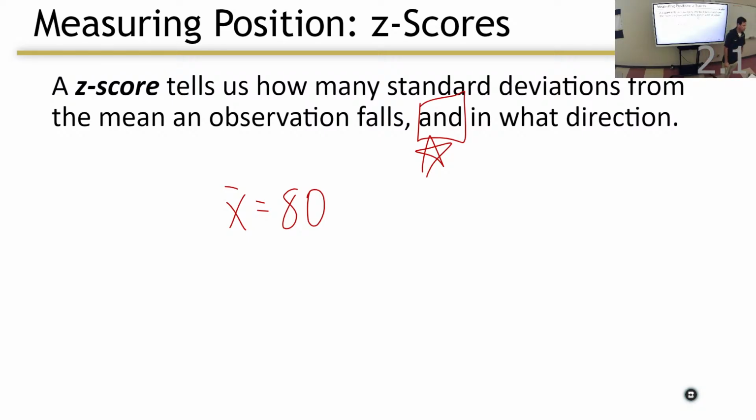X bar equals 80. That must mean that the average is 80. Good enough? Standard deviation is 10. You need to know that the standard deviation is what? The average distance from the mean all the values are. That you got to know.